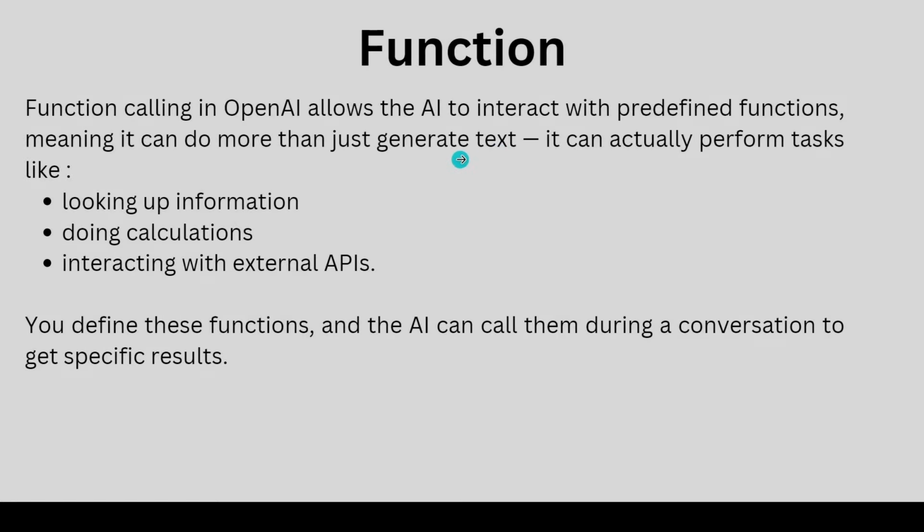Function calling in OpenAI allows the AI to interact with predefined functions, meaning it can do more than just generate text. It can actually perform tasks like looking up information, doing calculations, or interacting with external APIs. So you define these functions and the AI can call them during a conversation to get specific results.